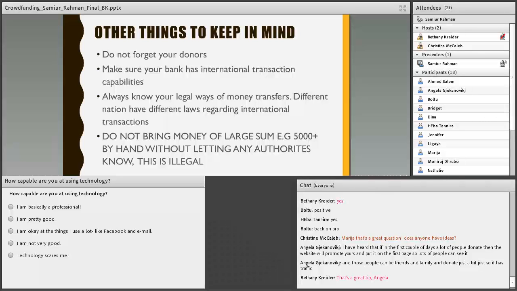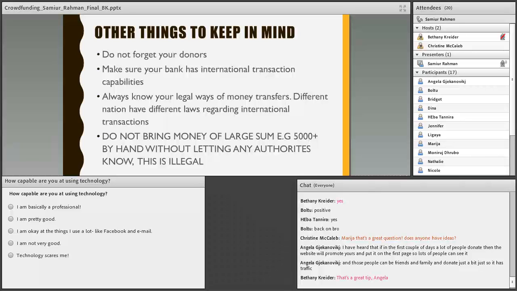And lastly, do not bring a large sum of money, like $5,000 or $3,000 or $4,000, by hand. Don't tell a friend or a family member living in the U.S. to bring the money in his hand, because a Bangladeshi passport doesn't allow you to take more than $1,000 in cash by hand. That is highly illegal. So know your legal limits. You don't want to get caught by the authorities and have all your dreams shatter because you didn't follow the rules. There are rules you need to follow.